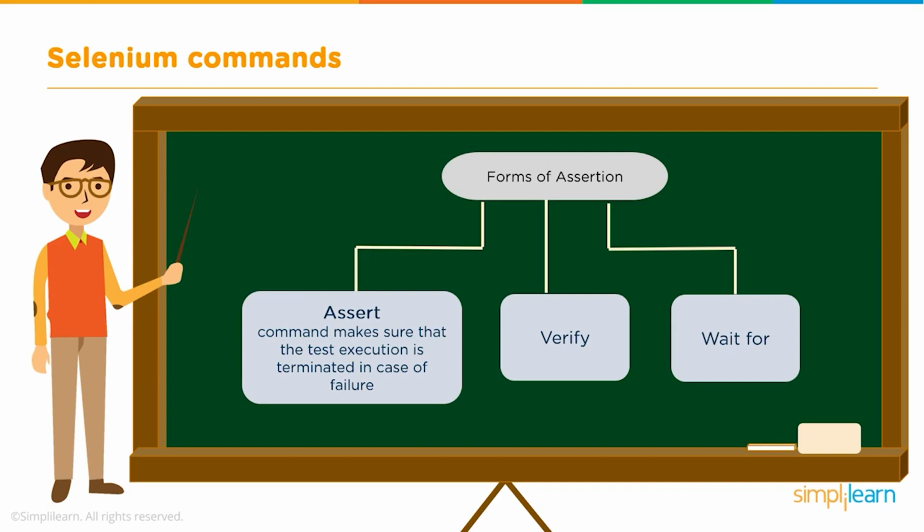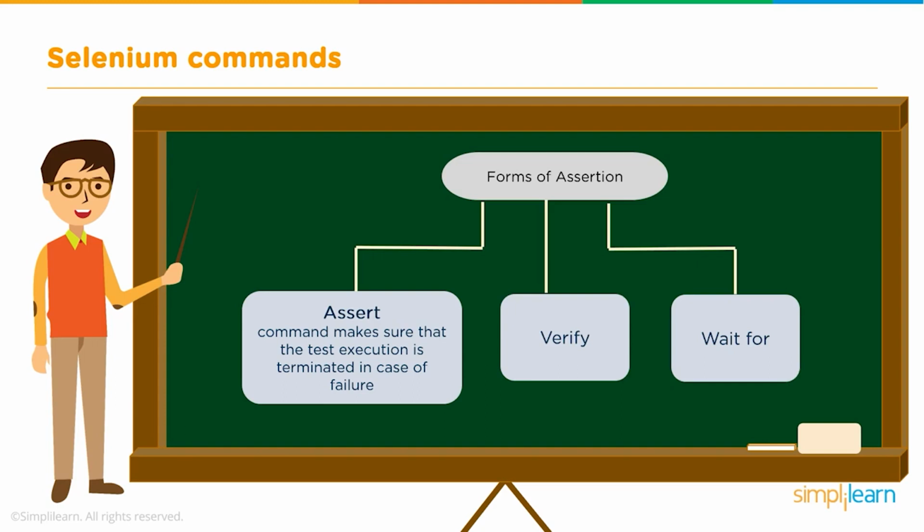Why is it called a hard assertion? Because as soon as an assert statement fails, the complete test execution stops at that statement. Whereas in a soft assert, what happens is after the failure happens, the test continues with the rest of the steps and completes its execution, and then flags the test case as a failure.